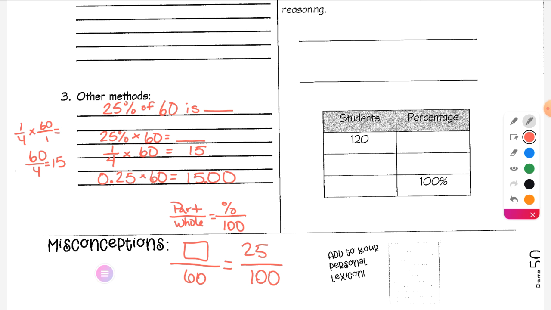Equivalent ratios. Can I easily get from 60 to 100? No. Can I break down 25 over 100? What do you want to break it to? Divide them, 25 divided by 4? Divided by 25. Divide it by 25. So I'd get 1 and 4.